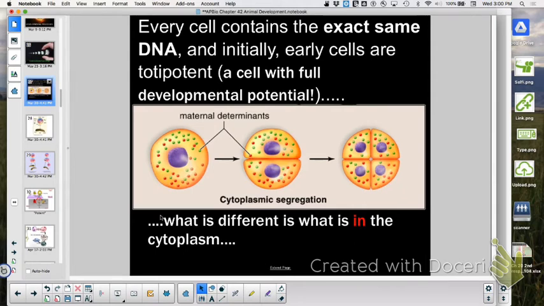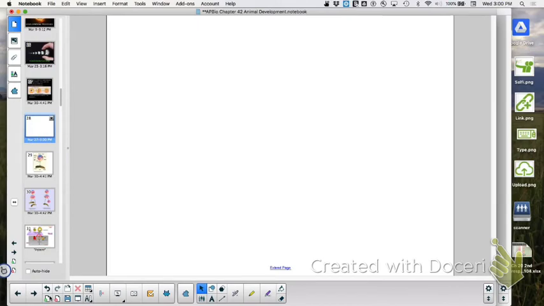Okay, now, let's talk about that. The DNA in every single cell in your body is exactly the same. Do you agree with that statement? Yes. Okay. So how do they lose totipotency? What's going on? Well, it's the cytoplasmic constituents. What's in the cytoplasm? And the best example to show you that is to do a drawing, which I probably did in the lecture as well.